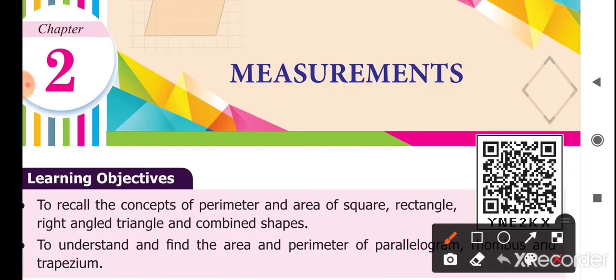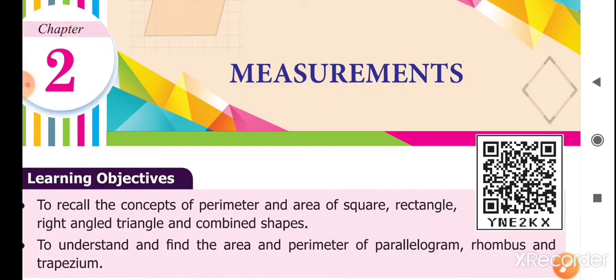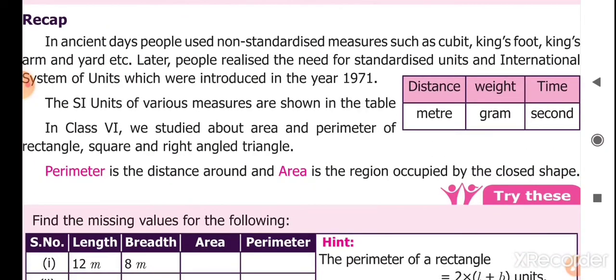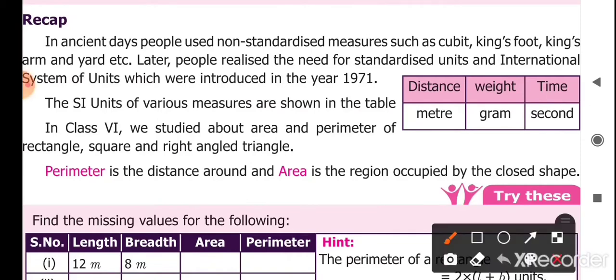Standard 7th, Chapter 2, Measurements. What is measurement? Measurement means nothing but measuring the length, breadth, perimeter, distance. Mainly it's the distance between two vertices or some objects.